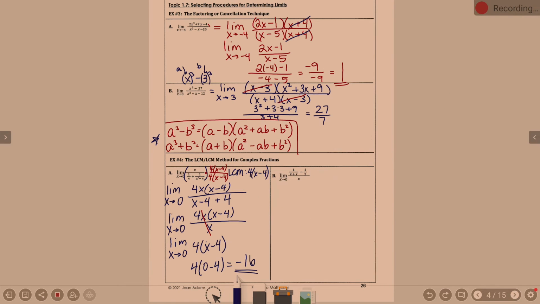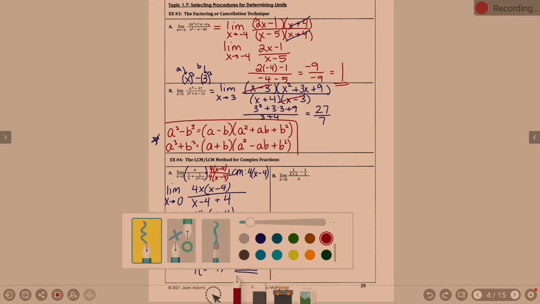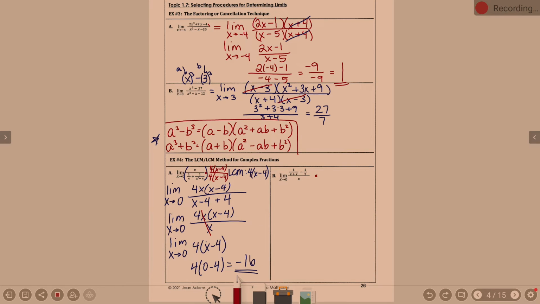Okay. If you plug in 0 right now in B, guess what? We're going to get 0. Yeah, 0 over 0. So, thoughts on what we're doing? Okay, multiply the top and bottom by 2 times x plus 2. Because we are trying to get rid of fractions within fractions, right?